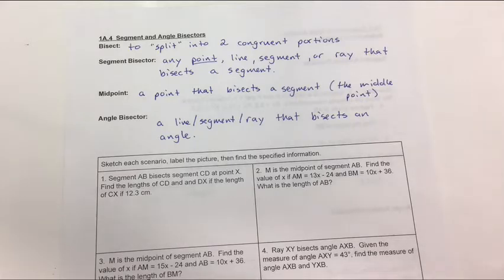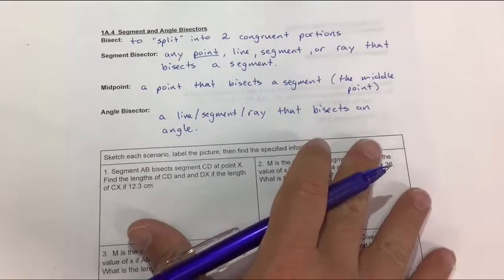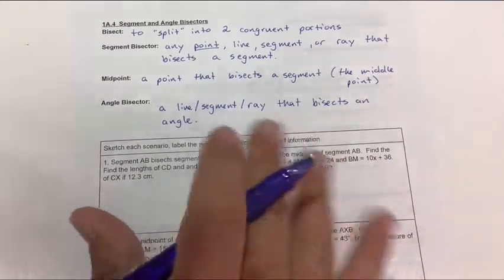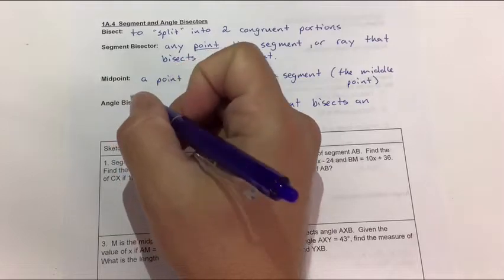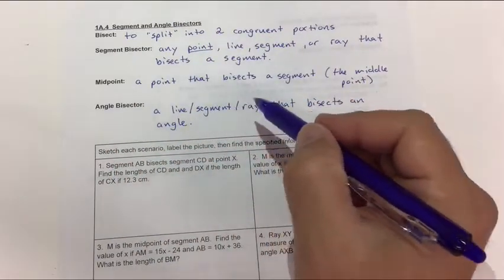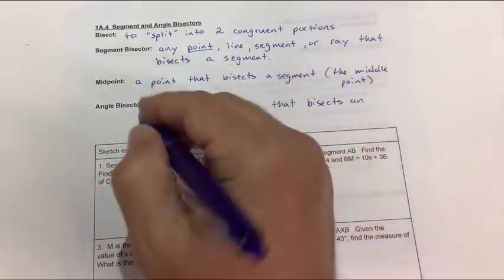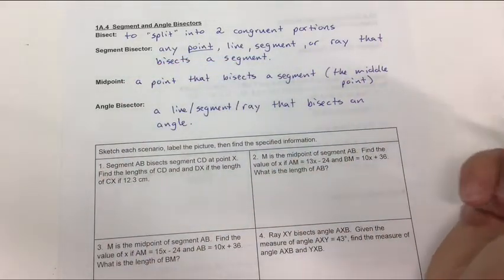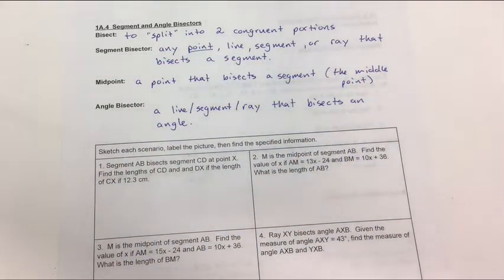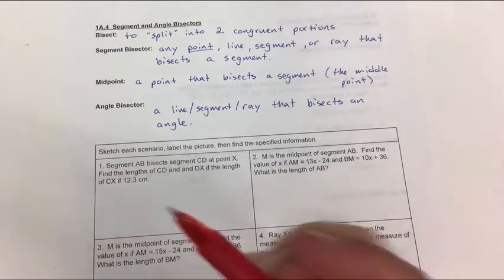As you're listening, if you need to copy this down, pause the video to make sure you give yourself time to do that while I keep talking. If you're trying to write while I talk, sometimes that is a little difficult, so pausing the video is a good idea. And then lastly, we have what's called an angle bisector. That's any line, segment, or ray that bisects an angle, meaning to split an angle into 2 congruent angle pieces. So let's draw some pictures to go with these.